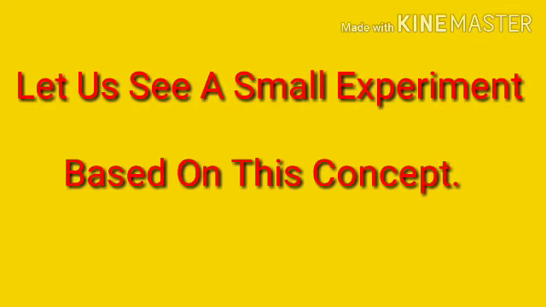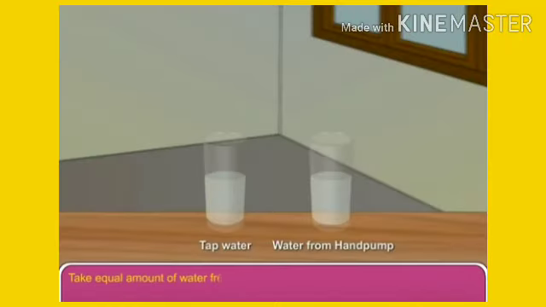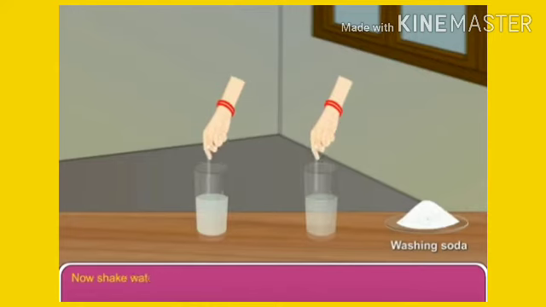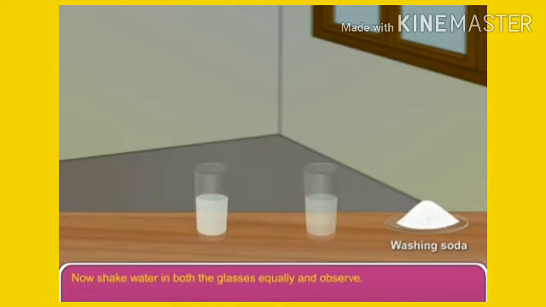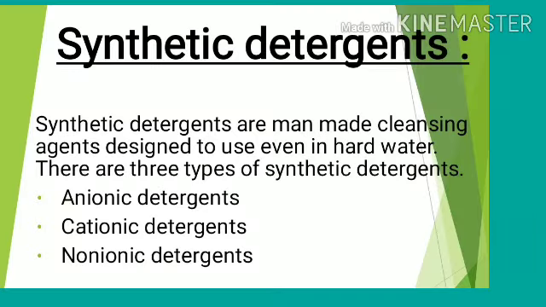Let us see a small experiment based on the concept of hard water and soft water. Let us perform an activity to understand these two terms. Take equal amounts of water from a hand pump and from a tap in two different glasses. Add equal amounts of soap solution in both the glasses. Now, shake water in both the glasses equally and observe. The water with more lather is soft water. Water with less lather is hard water. Detergents can be used even in hard water. Anionic detergents, cationic detergents, non-ionic detergents. These are three types based on their structure.